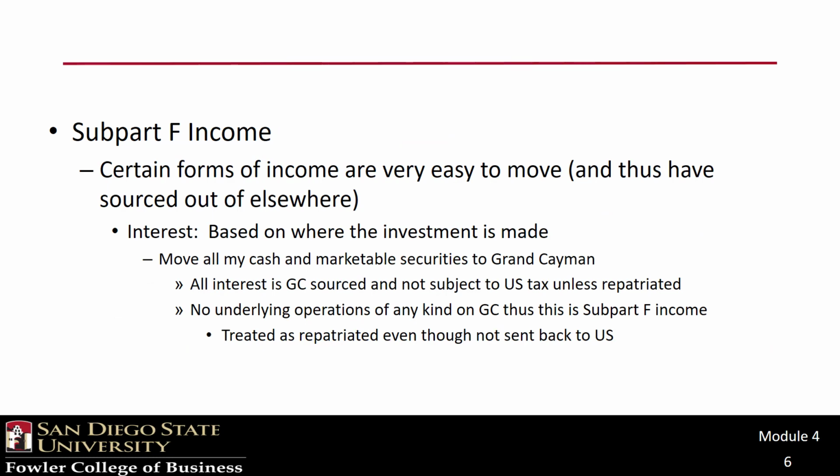So moving on to a new topic. Certain types of income are easy to move around the globe. For example, it would be easy to organize a CFC in Grand Cayman, my favorite, and place all the cash and investments in that sub, and therefore shelter that income from U.S. taxation. However, the rules introduce something known as Subpart F. Subpart F was invented in the 1960s, and what is unique about Subpart F income is that it is taxable in the U.S. whether it is repatriated or not.